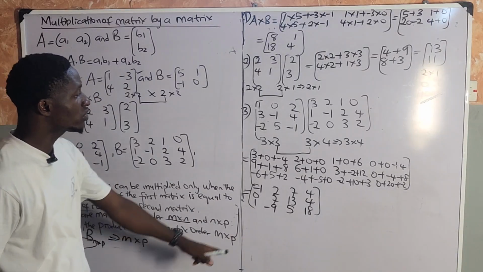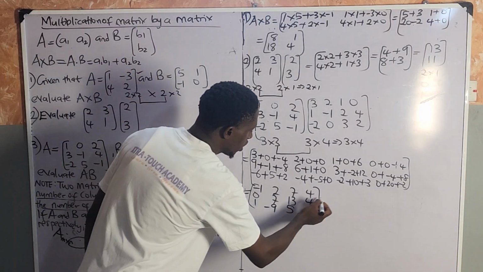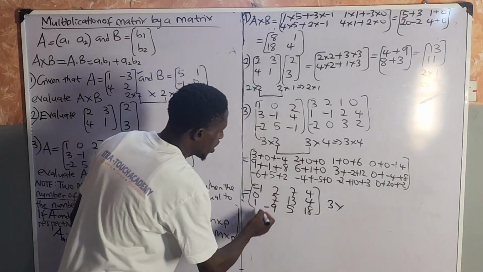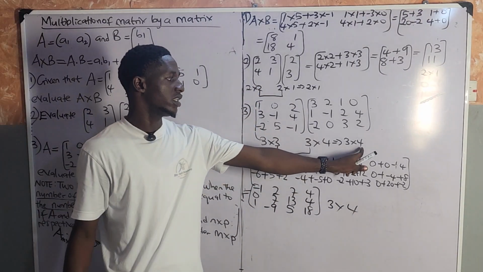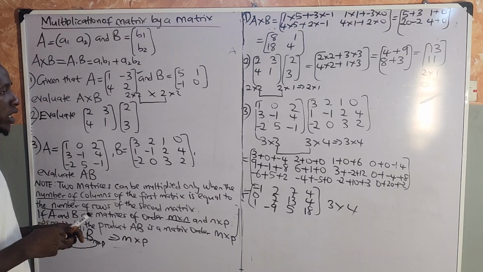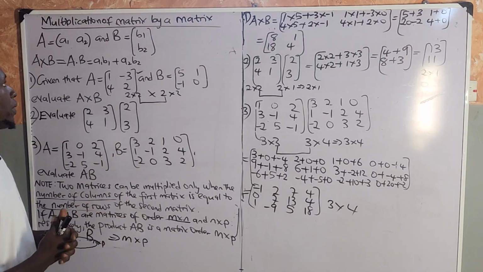But before we stop, what is the order of this matrix? 1, 2, 3. 3 by 1, 2, 3, 4. And I said that the answer will be in a 3 by 4 matrix order. So that is how to multiply your matrix.